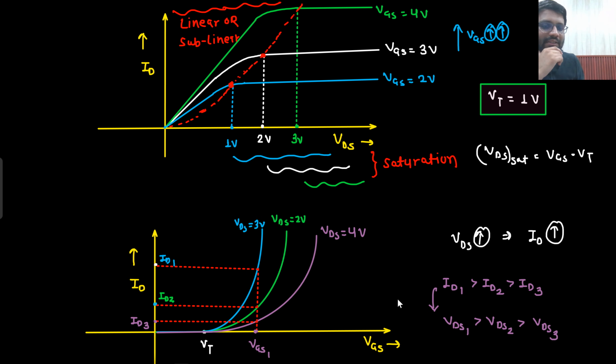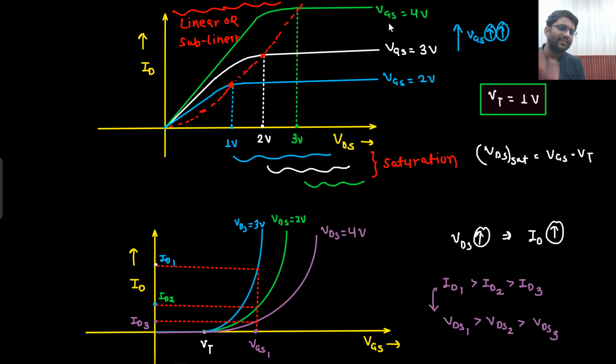ID versus VGS curve. At a certain value of VGS, in this scenario you are getting this current, in this scenario this current, and in this scenario this current. That means at a certain value of VGS you are getting maximum current in the blue curve. What does that mean? Here VDS would be larger. So this would be 3 volt, this would be 4 volt, this would be 2 volt. All good? Understandable? So all these curves are understandable.